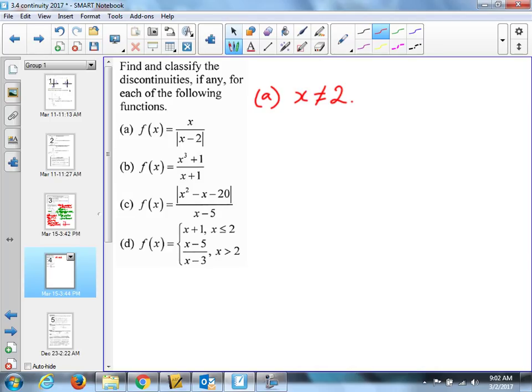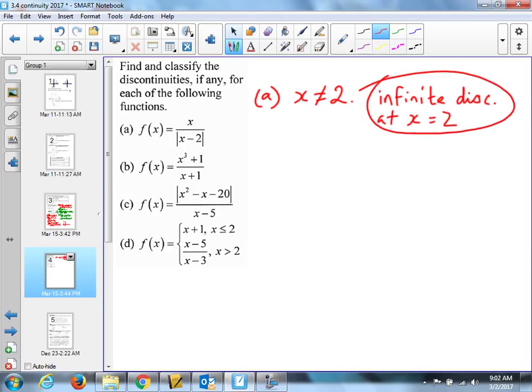Infinite, right? You'd have a vertical asymptote. So I can categorize this as infinite. For me, you can write DISC, discontinuity, but state this at x equals 2, okay? So this is what I'm looking for in an answer, the type and where. Some functions have 2 or 3 discontinuities. There's possibilities.